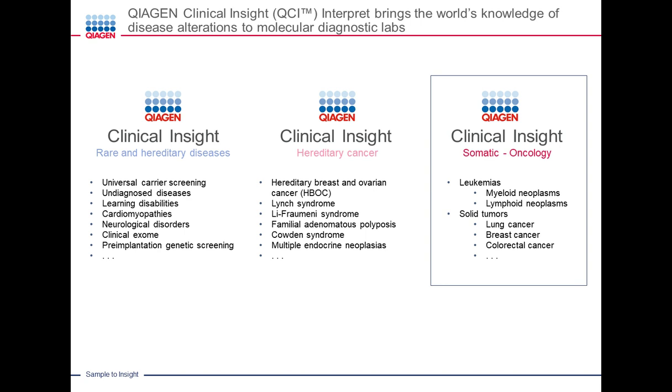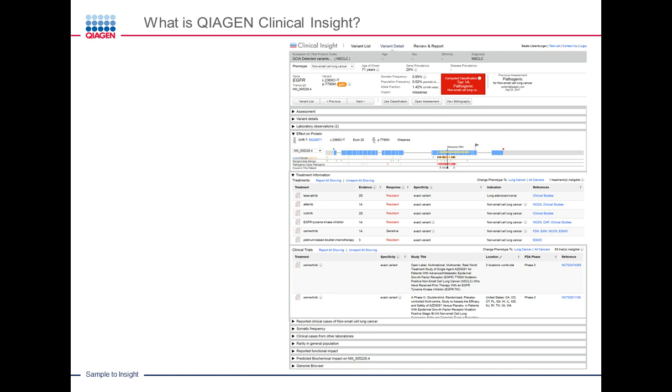So QIAGEN Clinical Insight is a product that's delivered on the internet. It's secure. It takes as input the alterations detected by next-generation sequencing and puts them into biological context. It supports many different indications, both rare and hereditary diseases, hereditary cancer, but what we'll focus on today is somatic cancer oncology testing, both for blood tumors, myeloid neoplasms, as well as solid tumors.